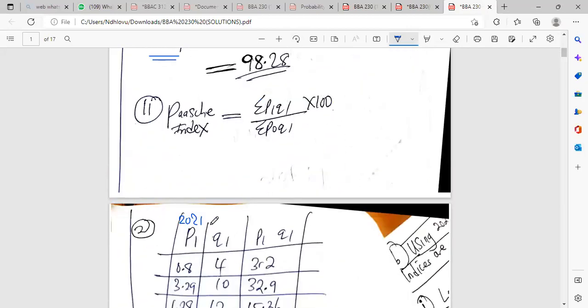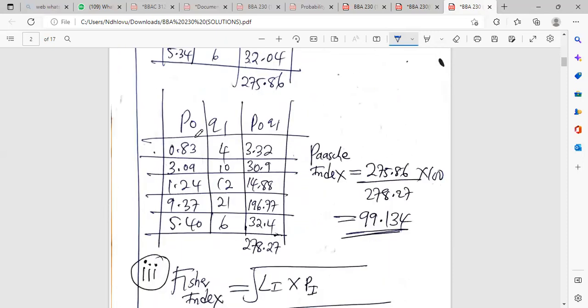So meaning this P1 is for 2021 and the Q1 is also for 2021. So this is how we are getting this. The P0 in this case is for 2022 as a base period at this time. So 2022, and the Q1 is for 2021. That's what it means here. All right, so we are getting these ones.